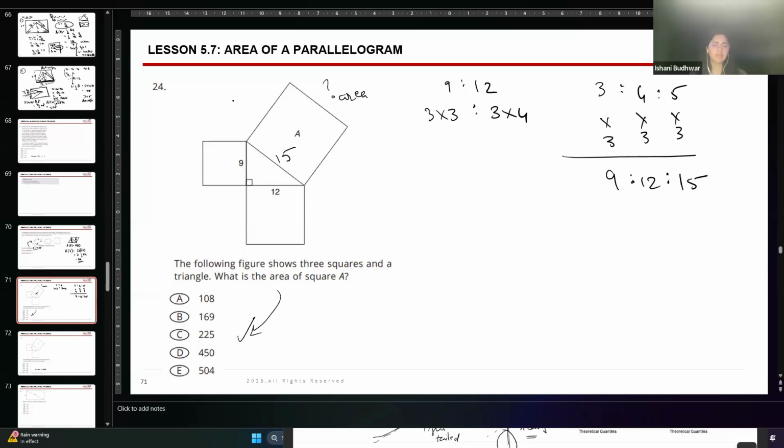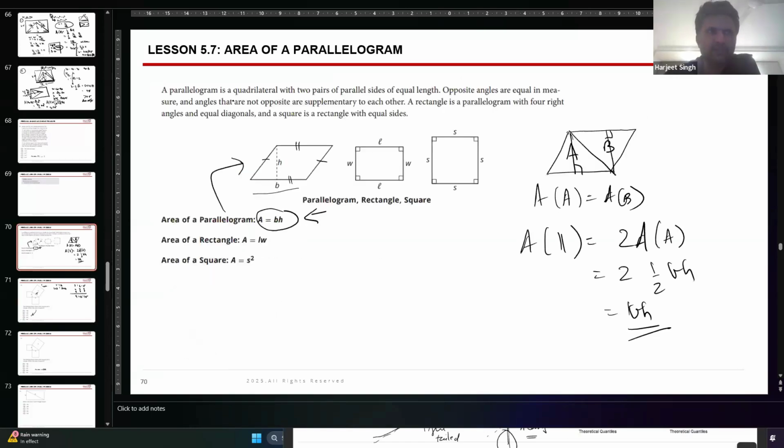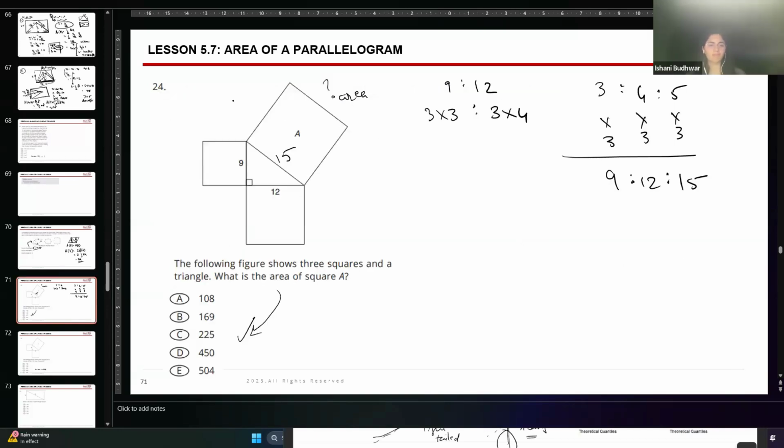Could you go back to the previous slide for a minute? Which one? Previous. Okay. Thanks.